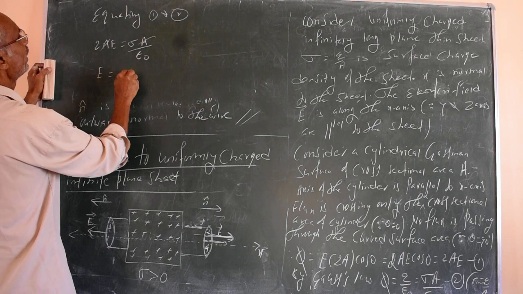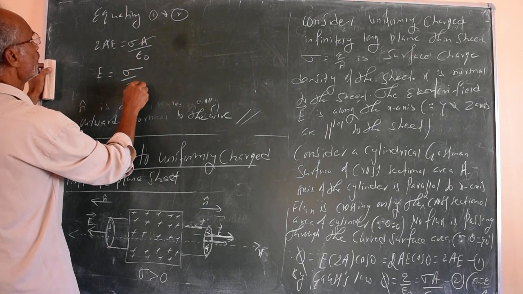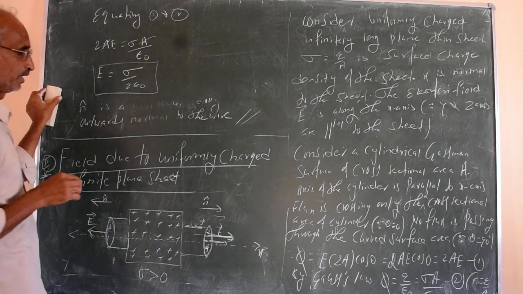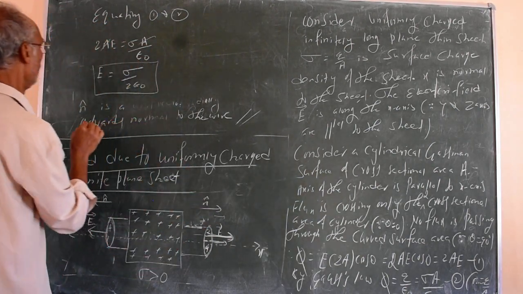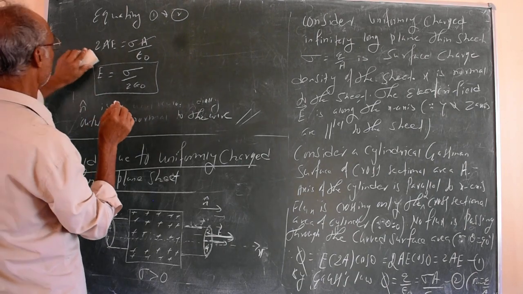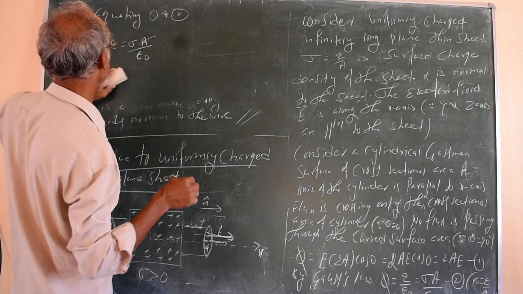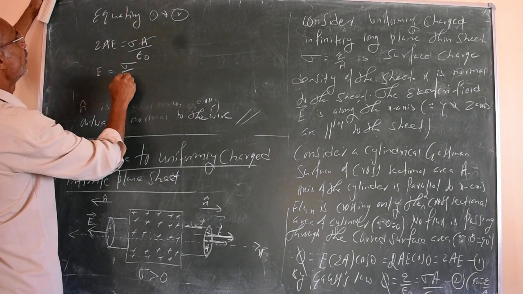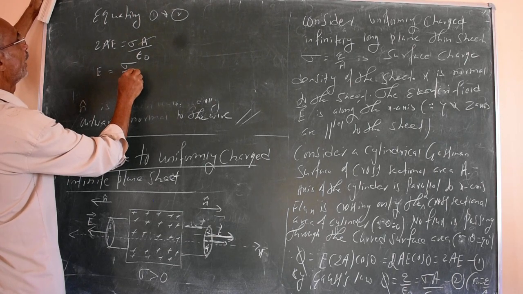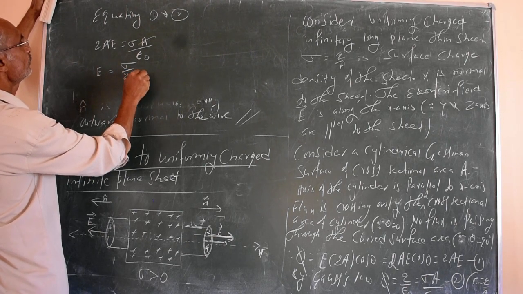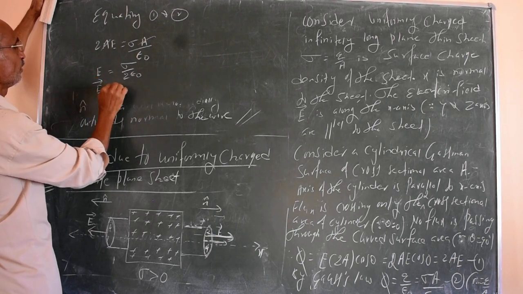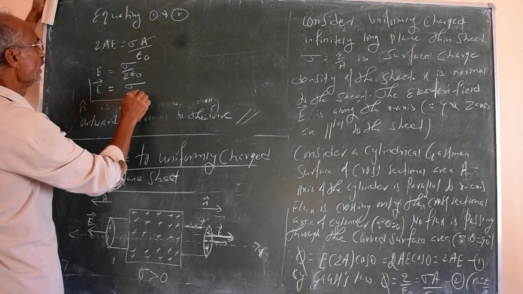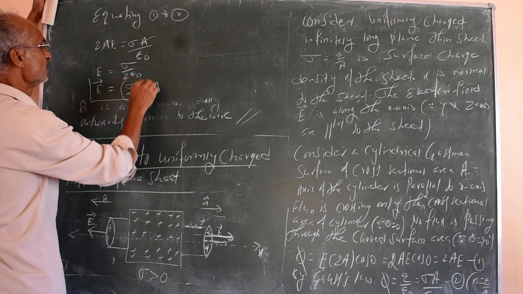E is equal to the final answer, sigma upon 2 epsilon naught. This is the magnitude. Therefore, E is equal to sigma upon 2 epsilon naught. Therefore, E bar is equal to, let me give the direction now, sigma upon 2 epsilon naught into n cap. Okay, this is the magnitude.